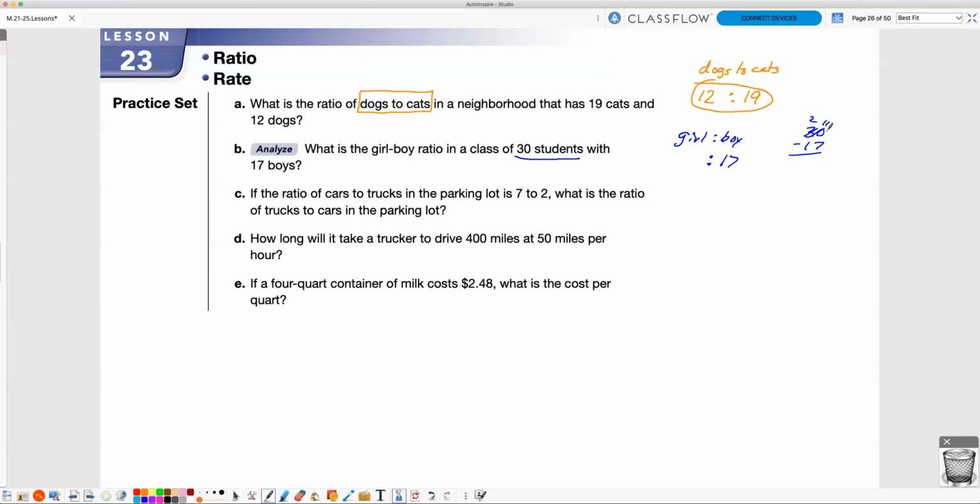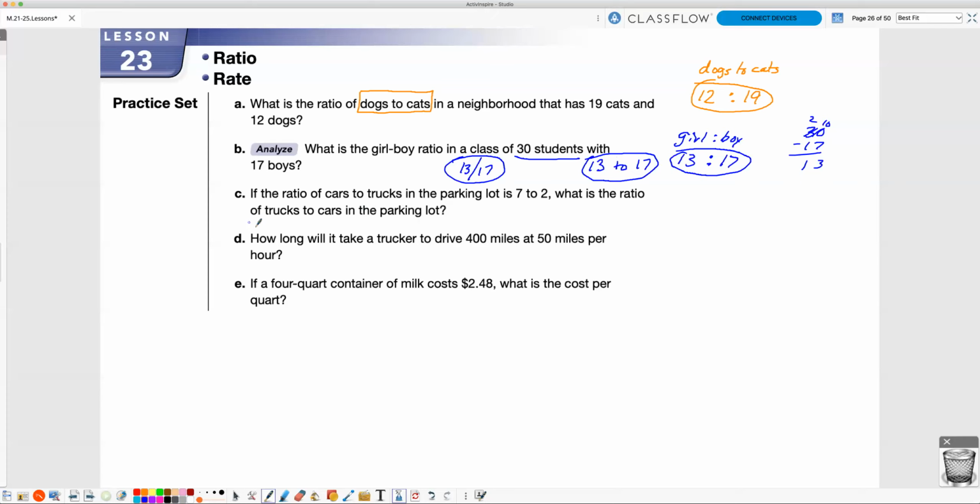So there should be 13 girls to 17 boys. Now that ratio, you could have written it in a number of ways. It could have been 13 to 17. That would have been correct. Or you could have written it as 13 over 17. That also would have been correct. Up here, you could have done the same. You could have had 12 to 19 with the word to, or you could have 12 over 19.